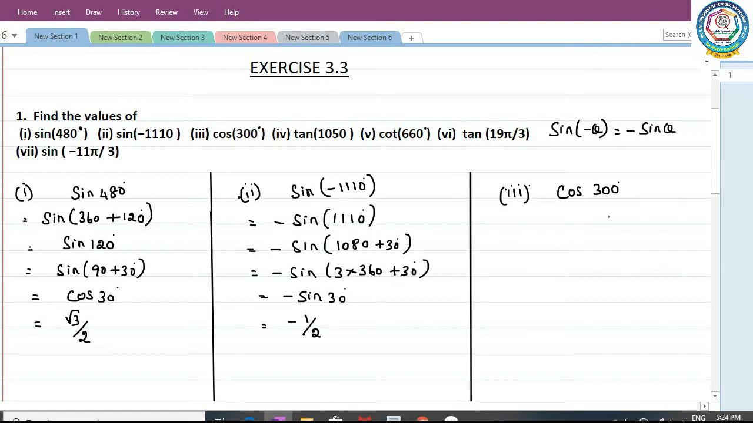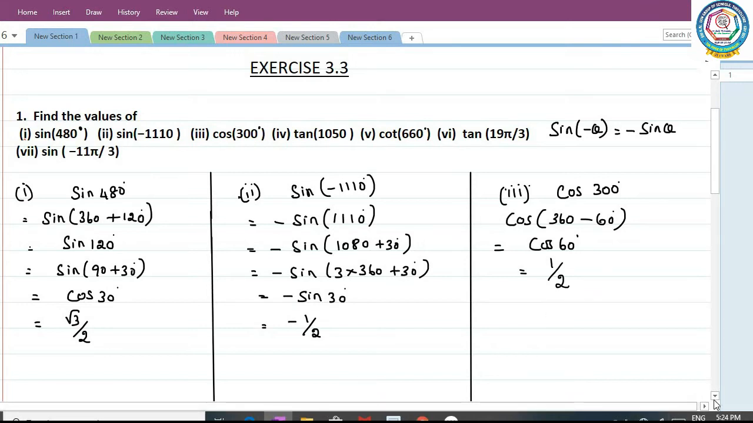Next question, cos 300 degree. Cos 300 can be written as cos 360 minus 60 degree. 360 minus 60 is 300. Cos of 360 minus theta is cos theta. So, cos 60 degree. What is the value of cos 60 degree? That is 1 by 2.